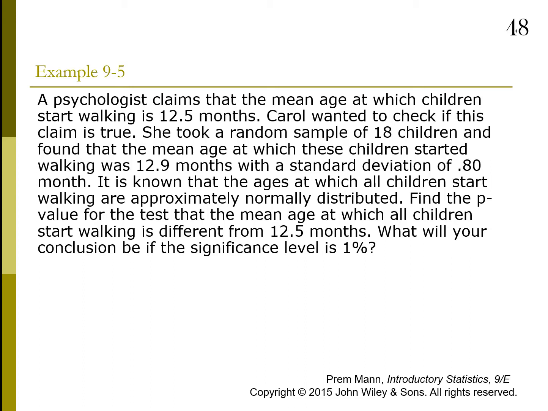Now, it is known for our purposes that the ages at which all children start walking is approximately normal. We need to know this because we only have a sample size of 18 children, which is below 30. We're going to find the p-value for this test of the mean age at which all children start walking. We're going to see if it is different from 12.5 months, and we're going to make a conclusion on the psychologist's claim based on a 1% significance level.